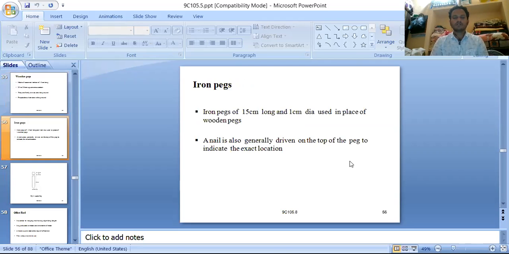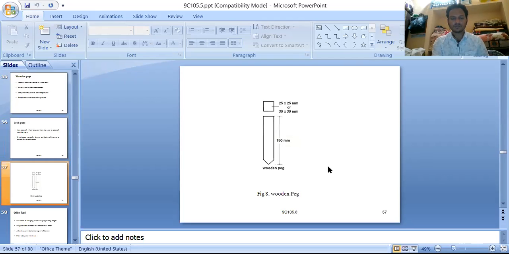Iron pegs of 15 cm long and 1 cm diameter are used in place of wooden pegs. A nail is also generally driven on the top of the peg to indicate the exact location. This shows a diagram of a wooden peg where the total height is 150 mm. At the top we can see a cross section of 25 by 25 mm or 30 by 30 mm.